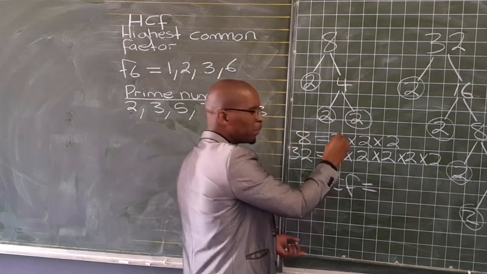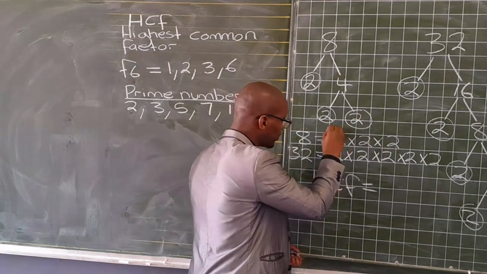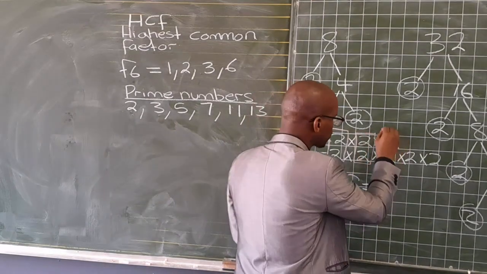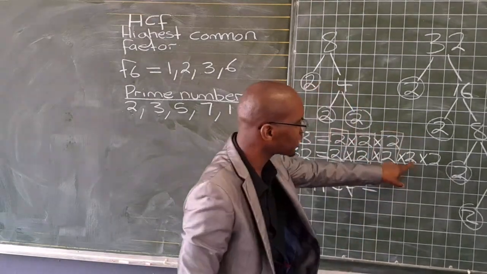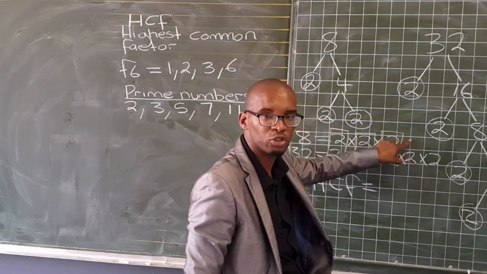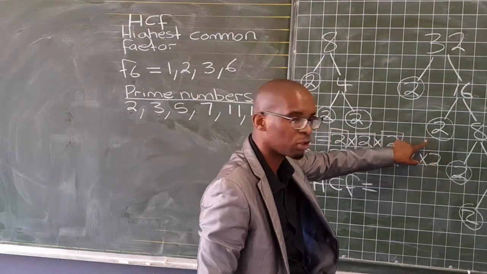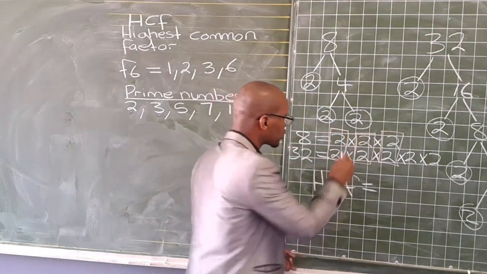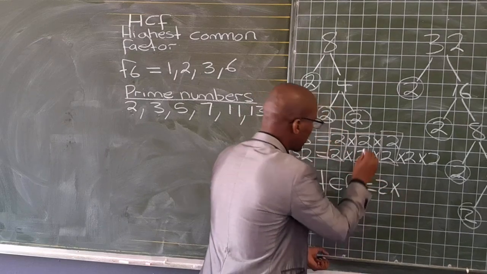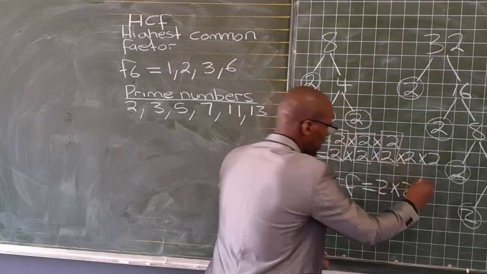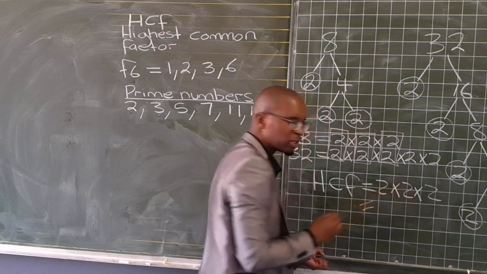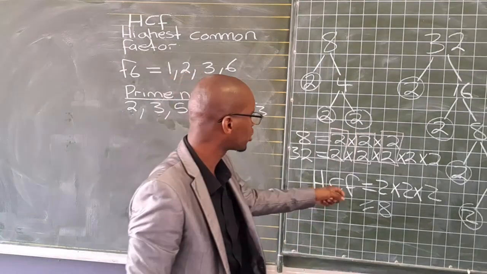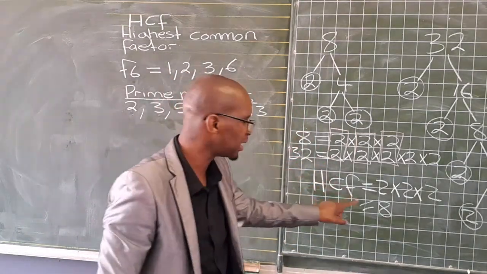So I pair the numbers up. This 2 will be paired with this 2 over here. This 2 on top will be paired with this one over here. This 2 over here will be paired with this one over here. Now, as we can see, there is no 2 on top to pair with this one, and there is no other 2 on top to pair with this one. So now I can write the numbers that I've paired up. This will become 2 multiplied by 2 multiplied by 2. So 2 multiplied by 2 gives me 4, and 4 multiplied by 2 gives me 8. That simply tells me the highest common factor between 8 and 32 is the number 8.